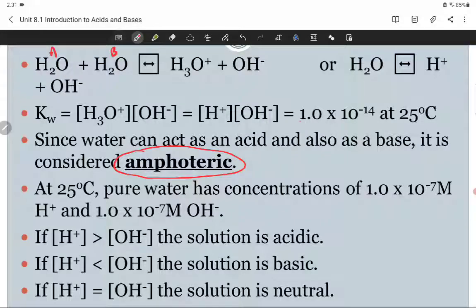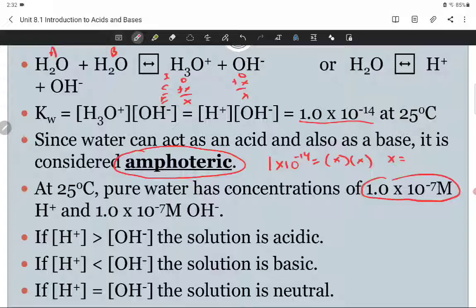If the Kw is 1 times 10 to the negative 14th, we could talk about ICE tables. 0 plus x is x, 0 plus x is x. So that means x equals 1 times 10 to the negative 7th, and they would both equal that. So that is the definition of neutral: they have to be the same concentrations.